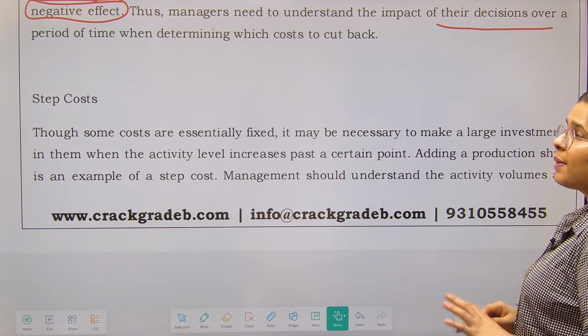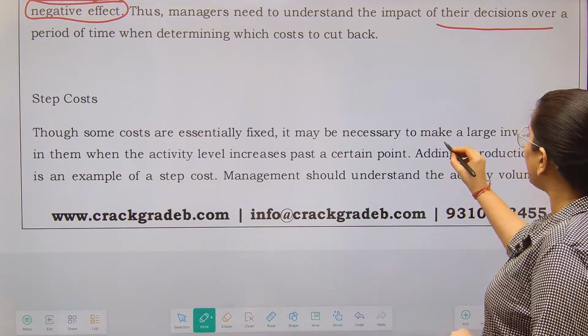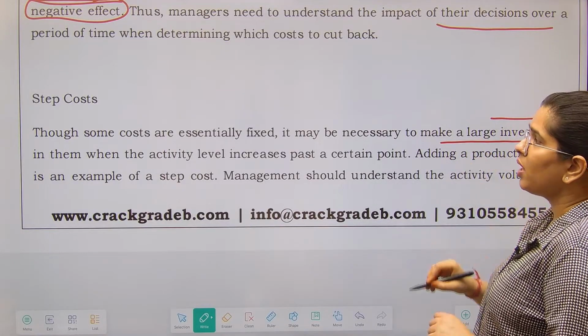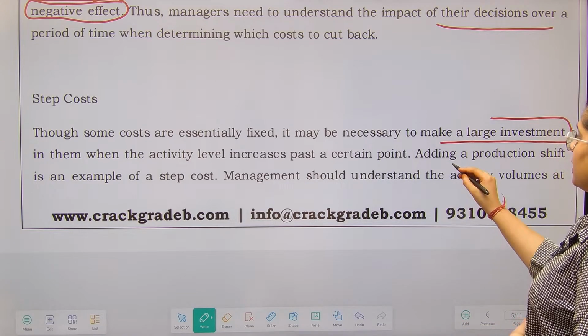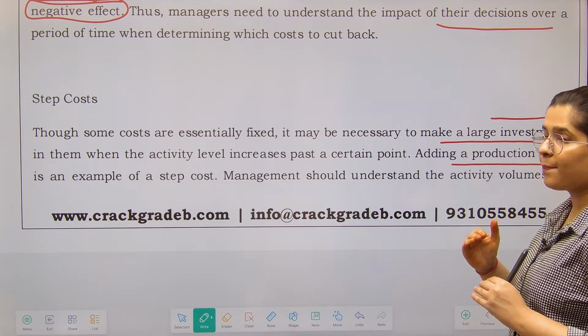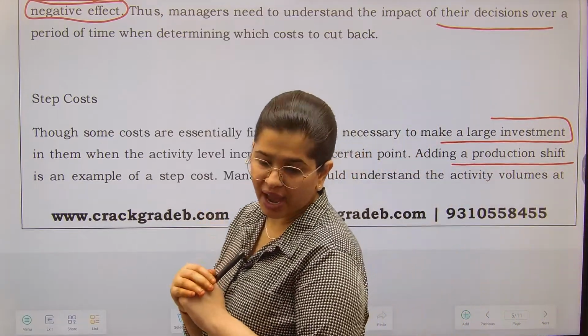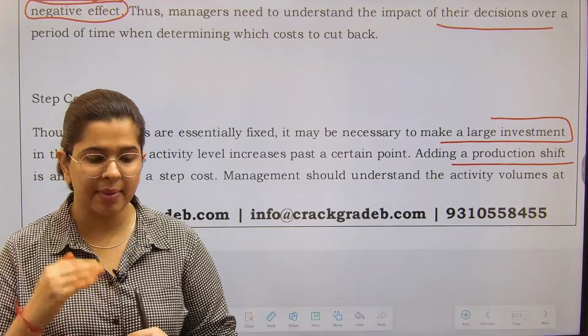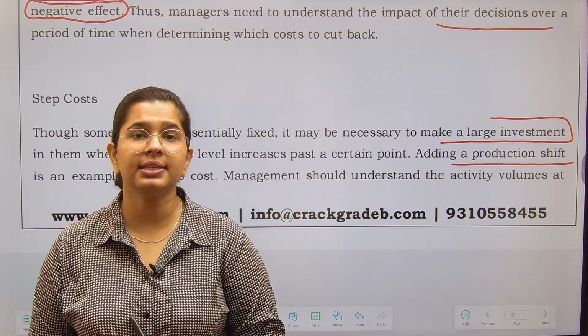Though some costs are essentially fixed, it may be necessary to make large investments in them when the activity level increases past a certain point. So adding a production shift is an example of step cost. Step cost means when you are going to take a higher amount of activity. जब आप एक higher amount of activity के लिए proceed कर रहे हैं, that is called as the step cost.